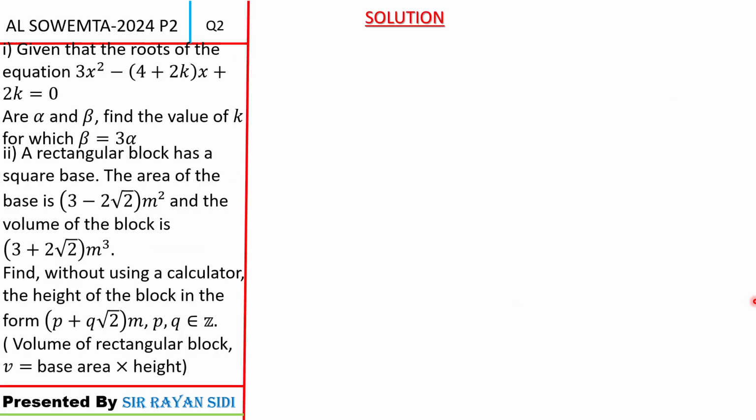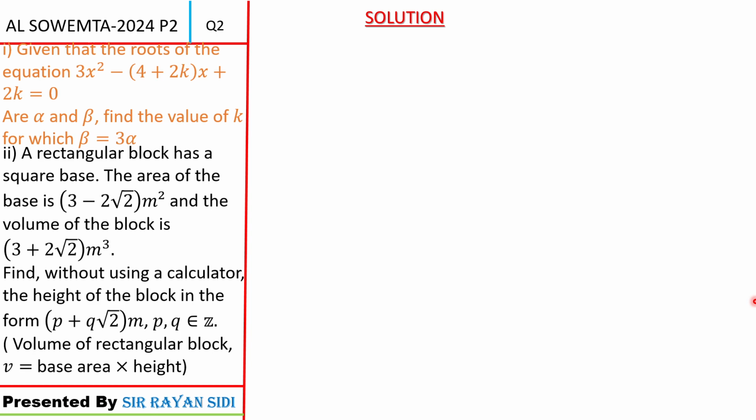So we are studying Roman 1 and Roman 2. Now start with Roman 1. They said, given that the roots of the equation 3x squared minus (4 plus 2k)x plus 2k equals 0 are alpha and beta, find the value of k for which beta is equal to 3 alpha.